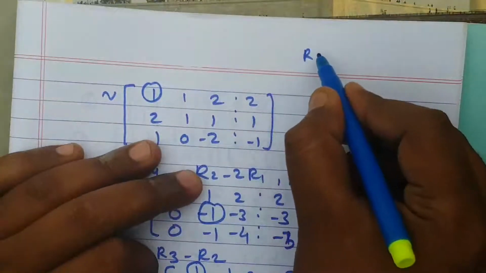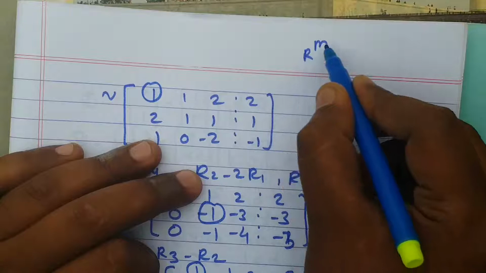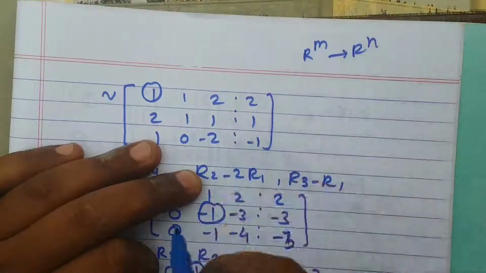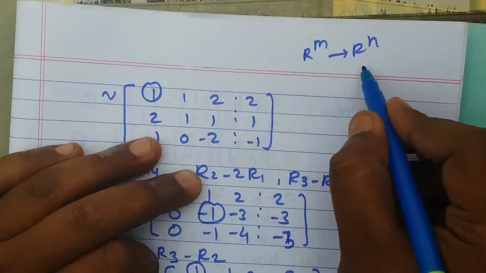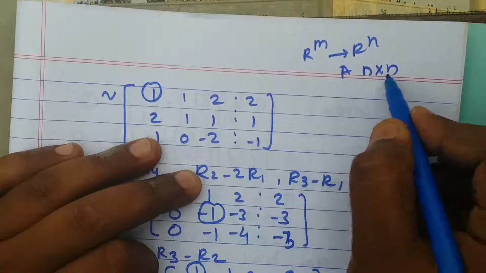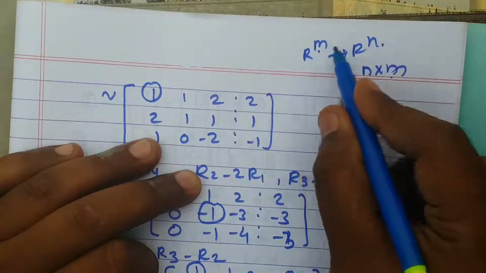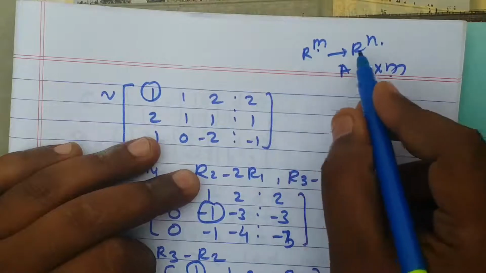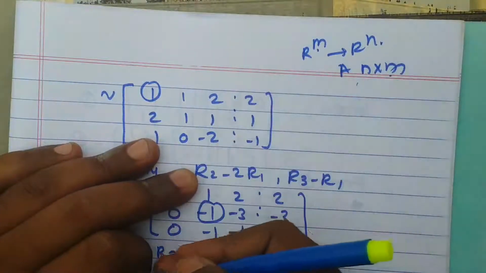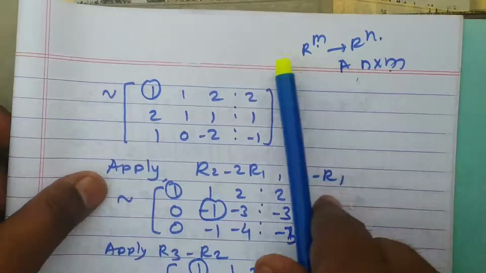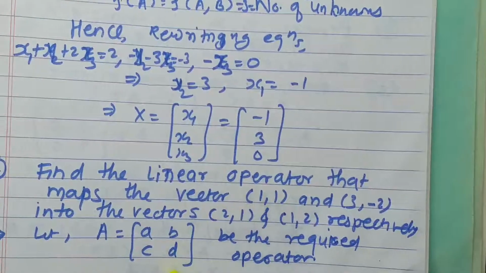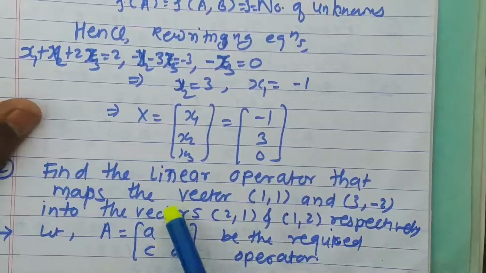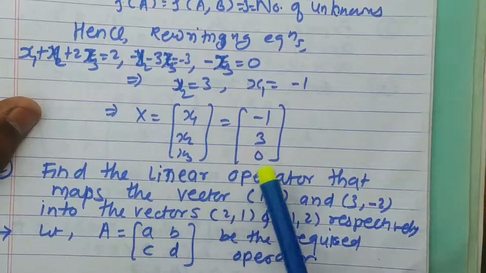One more thing I want to tell you: when we map a vector from m dimensional space to n dimensional space, then the order of the matrix of the transformation is n cross m. And if both vectors are of the same dimension, it will be a square matrix of that order. So here a two dimensional vector is mapped to a two dimensional vector, so the order of the matrix will be 2 cross 2, and this operator we have to calculate, which maps these vectors.